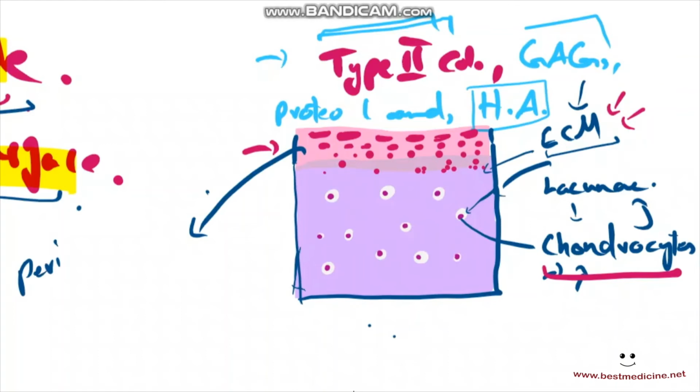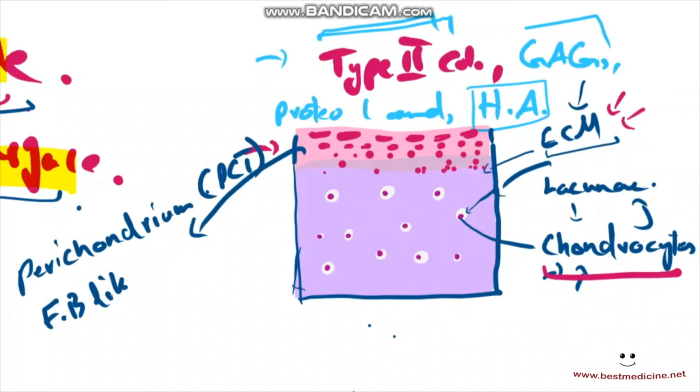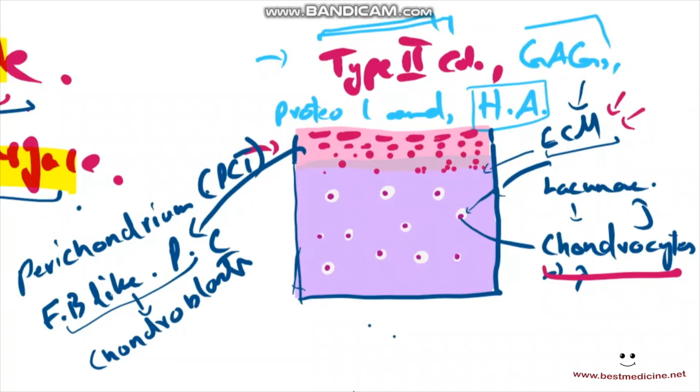I'm going to write this down. Perichondrium, which is a dense connective tissue, and what it contains is fibroblast-like progenitor cells. And these cells differentiate or divide into cells called chondroblasts. Chondroblasts. And these chondroblasts differentiate and divide into what?